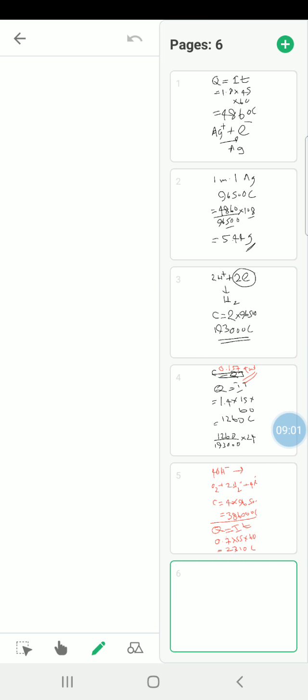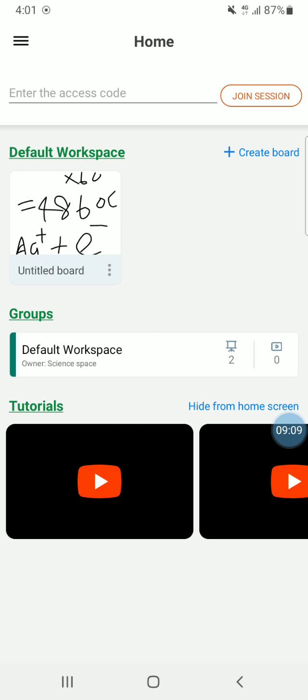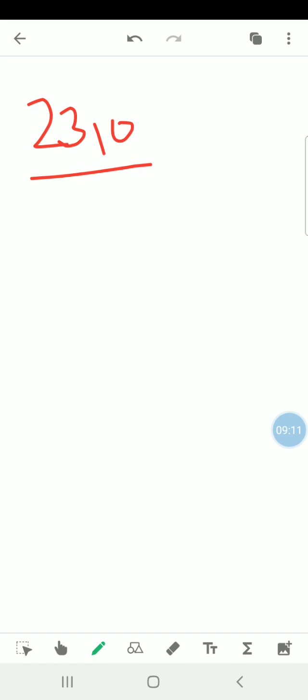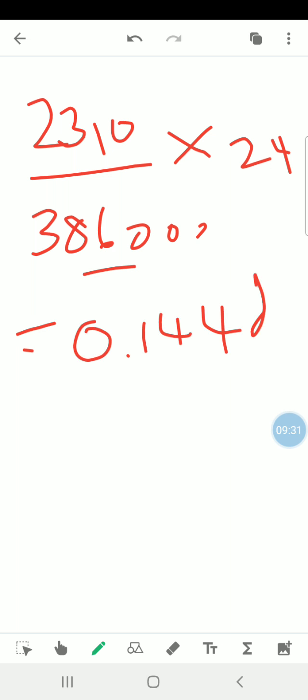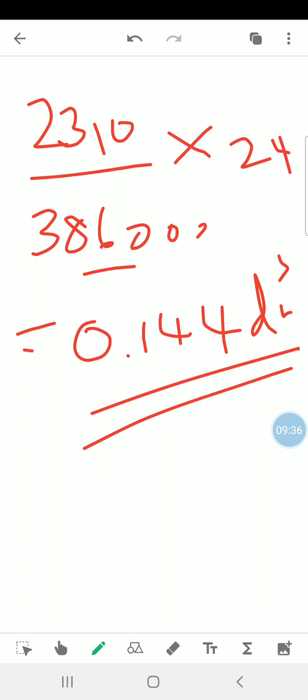So then they are asking how much would be produced if you give 2310. So 2310 divided by 386,000, because this gives 24 cubic decimeters, you multiply by 24 to find out how much you would get. You will get 0.144 cubic decimeters. So that is the answer.